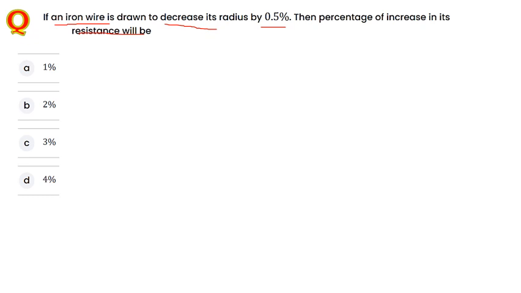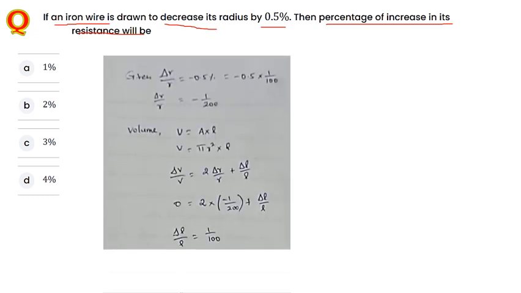Hope you remember R = ρL/πr². Once the thickness decreases, resistance will increase. Already they are mentioned here. Another thing is the percentage of increase. So you have to find out the increase in resistance. For this, first we just find out the percentage decrease in resistance.